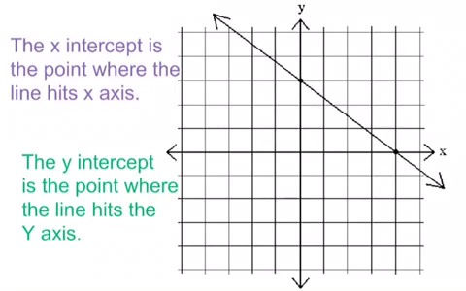Alright, so right here we have a nice coordinate plane with a straight line going through it. The x-intercept is the point where the line hits the x-axis. So remember, your horizontal line is your x-axis. So right there, that's the point. Okay, so that's for your x. And then for your y-intercept, that's the point where the line hits the y-axis. That is going to be right here.